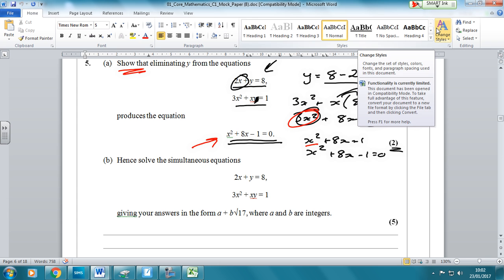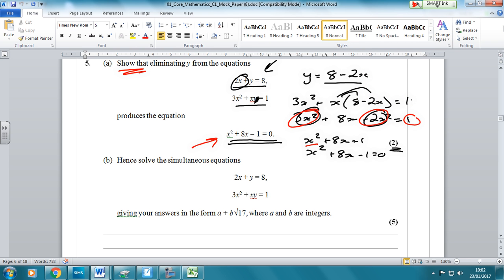Okay, so part B, we've got to solve these simultaneous equations. So it says hence.